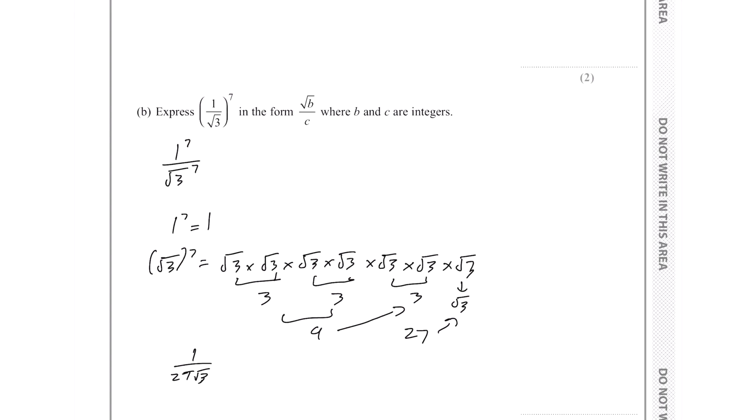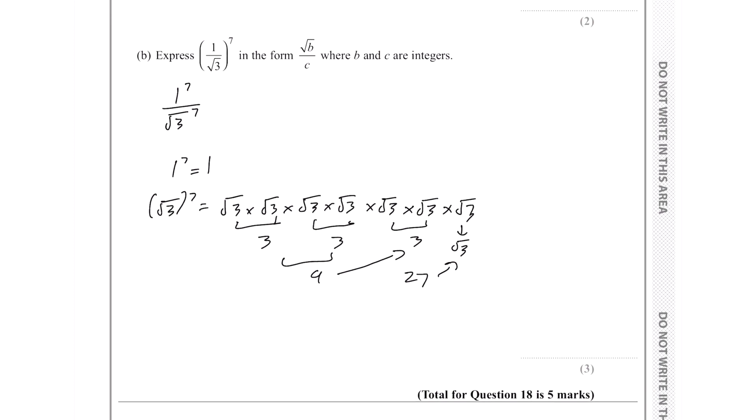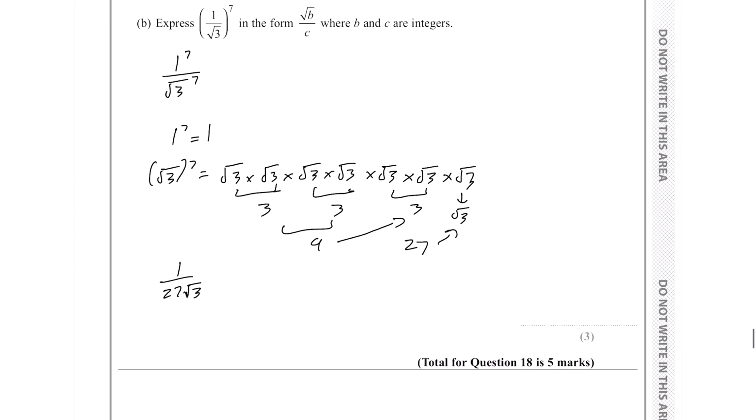Let me just write that a little bit more clearly. 1 over 27 root 3. And then to get that in the form root A over B, we'll have to times top and bottom by root 3. We can cancel the 27s out because it just wants it in the form root A over B, so that can then become root 3 at the top and divide the bottom by 27 times root 3 times root 3, which is the same as 27 times 3, which then becomes 81.